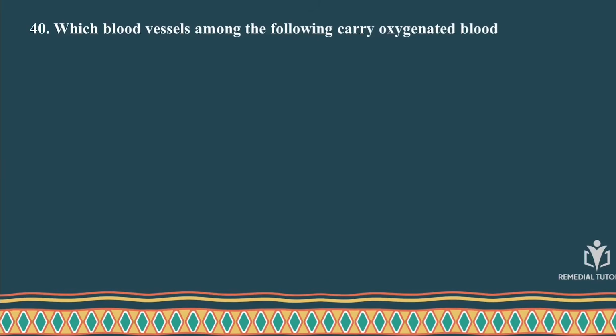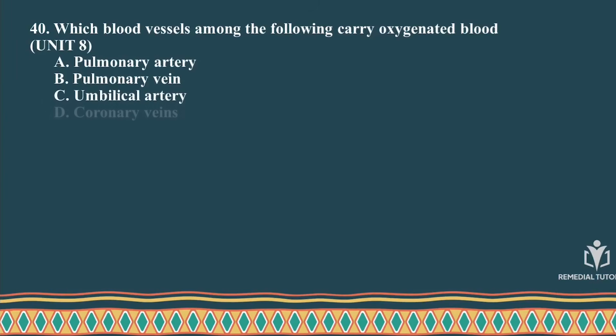Next question, which blood vessels among the following carry oxygenated blood? oxygenated የሚይዘው የትኛው ነው? pulmonary artery, pulmonary vein, umbilical artery, coronary veins. oxygenated የሚይዘው የትኛው ነው? Pulmonary vein.